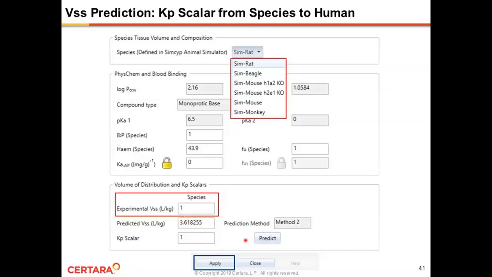And then when you click apply, this Kp scalar from that particular species gets applied to the human simulator in order to predict the volume of distribution in the human. And hence this is a very handy tool wherein you can look at the effect of the animal Kp scalar on the prediction of Vss in the human.